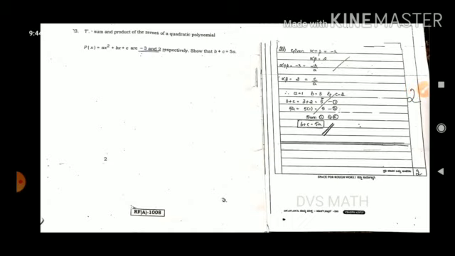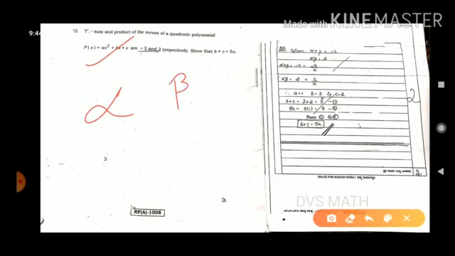Next question, the 23rd question. The sum and product of the zeros of a quadratic polynomial are -3 and 2 respectively. Show that b plus c equals 5a. As you all know, we always represent zeros in terms of alpha and beta. So they are saying alpha plus beta is equal to -3, alpha beta is equal to 2. As you all know the formula, alpha plus beta is equal to minus b by a, alpha beta is equal to c by a.